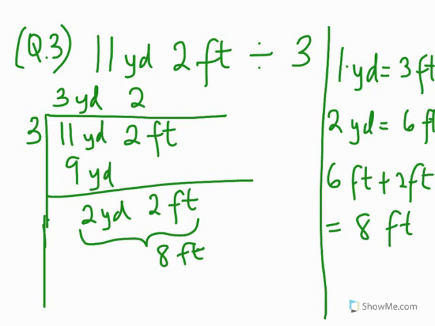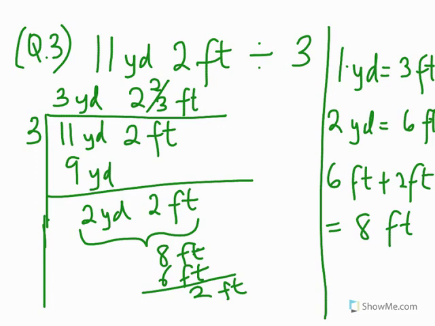2 times 3 is 6 feet. And then 8 feet minus 6 feet is what? 2 feet. So 2 feet is the remainder, right? So this is now 2 out of 3 feet. So we can take fractions or remainder with the smaller unit, which is the feet. But we cannot take it in the bigger unit, which is the yard. That is the rule. Okay?